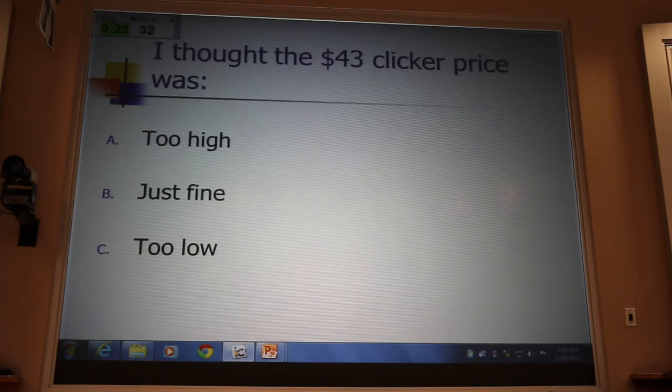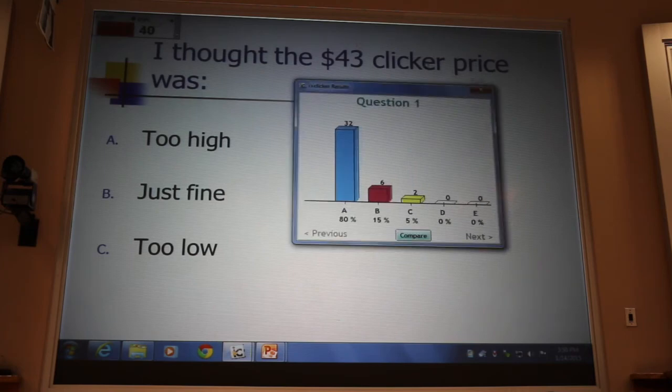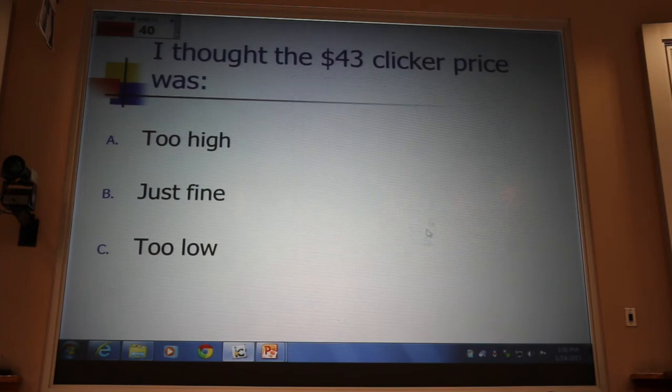Folks, if you don't have a clicker today, that's fine. I'm not going to actually record your clicker votes for a grade until next Wednesday. So you've got today and Friday freebie. If you don't have it, that's fine. Okay. Most of you thought that was too expensive. Okay.